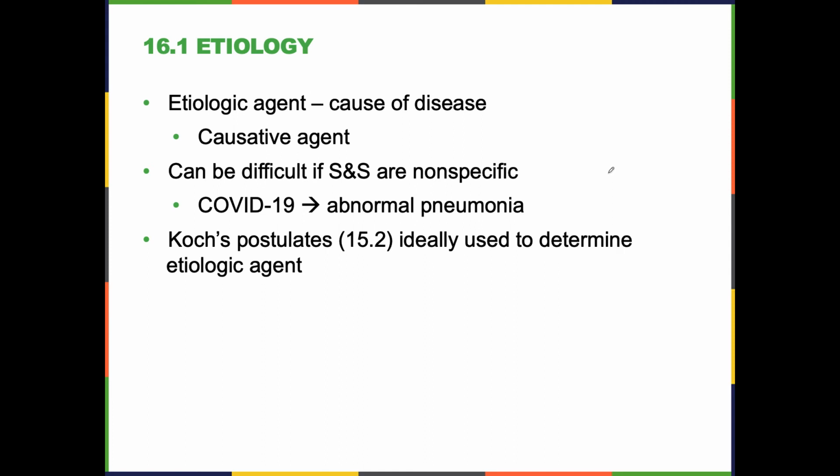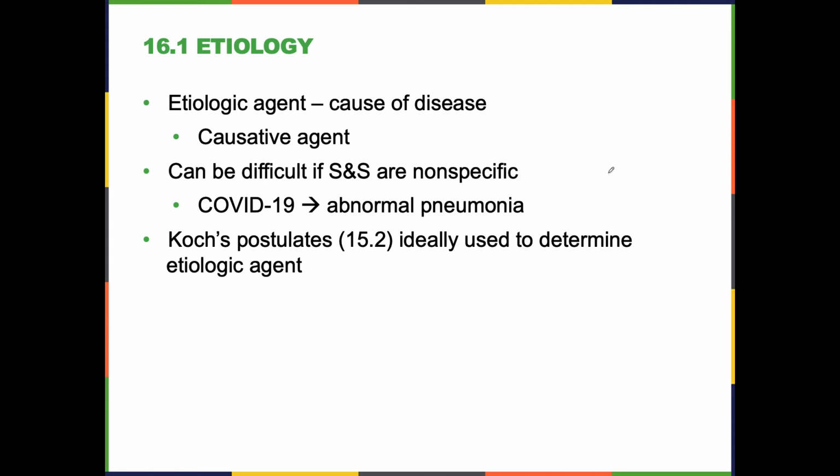Because sometimes signs and symptoms are non-specific. COVID-19, for example, is a good example. It came into the hospital in the Wuhan province as abnormal pneumonia. And they track these things. Every year you're going to have some sort of weird abnormal pneumonia, so you don't quite get the cause right away. But there was an excessive number of cases of abnormal pneumonia. And at some point they realized, oh shoot, I think we have a problem. So then you want to go and try to find the causative agent, the etiologic agent.